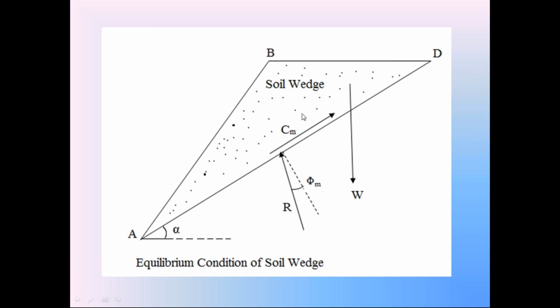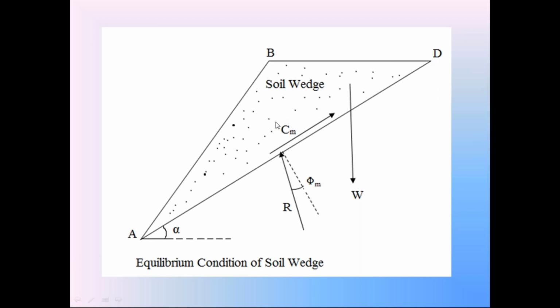This is important, please. The soil wedge applies the force Cm on the surface AD in the downward direction, so the surface AD applies the same force Cm on the soil wedge in the upward direction. Check this force Cm, the mobilized cohesion force: it is parallel to surface AD, but acting in the upward direction. We know only the direction, but its magnitude is unknown.